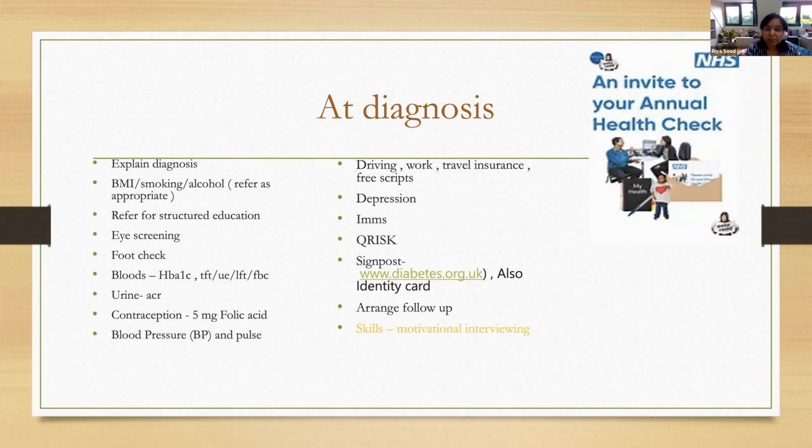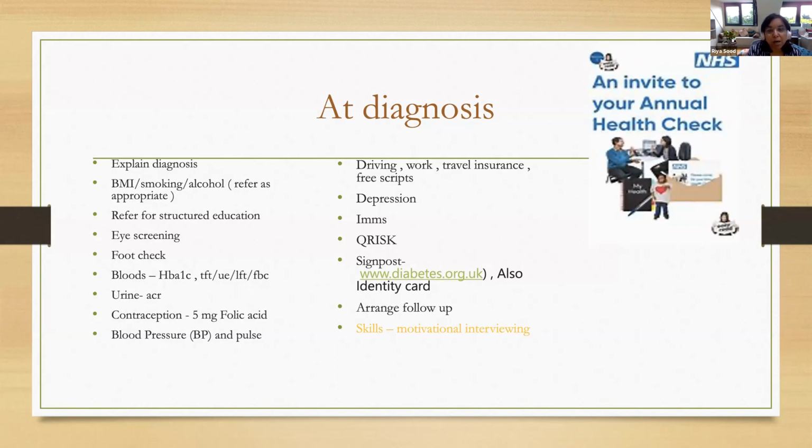Now, this is the other thing that's not in QOF, but NICE tells you to discuss contraception in the relevant women, because poor diabetes control is strongly associated with fetal malformation, big babies, deformities, miscarriages, and problems conceiving. So make sure you address contraception. And should they be planning pregnancy, you need to put them on 5 milligram folic acid, not 400. So please remember this.